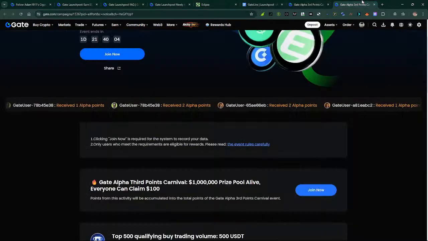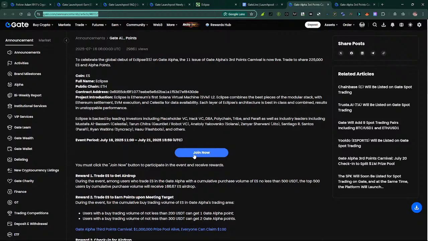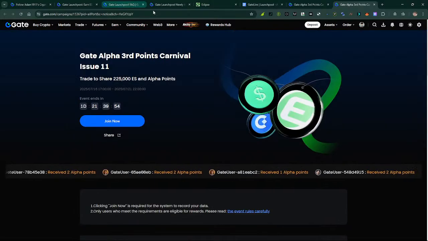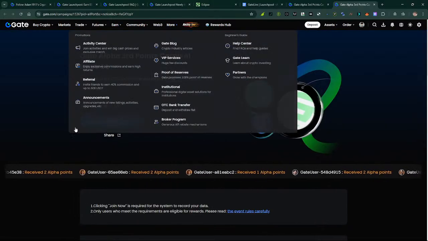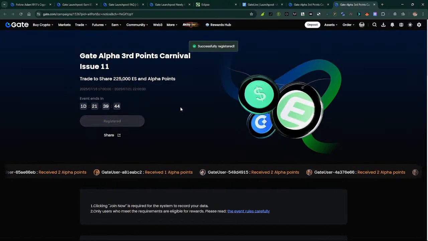So be careful about this. If I click on the join now button, which is mandatory if you are participating here, make sure you are clicking it. The interface is going to be like this, and here you will be clicking the join now button. I'm just clicking it, and after clicking it will show that it is successfully registered. Now I have registered and I have only 1 day 21 hours remaining.